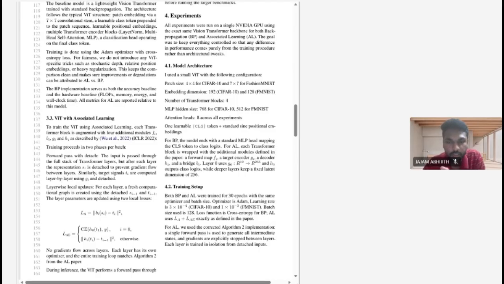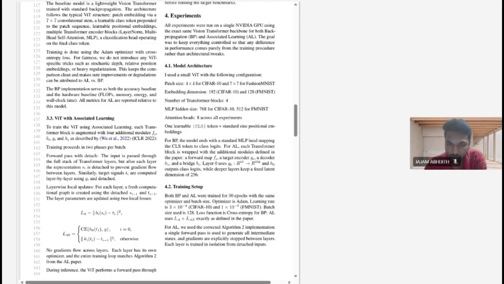We measured FLOPs using a profiling library, peak GPU memory using PyTorch's memory profiler, wall clock time per epoch averaged over multiple batches, and energy consumption using PyTorch's power sampling interface. All these measurements were collected on the same GPU instance in Google Colab under identical conditions. This was super important because we wanted to ensure that any differences we saw were actually due to the training method, and not variations in hardware or environmental factors.